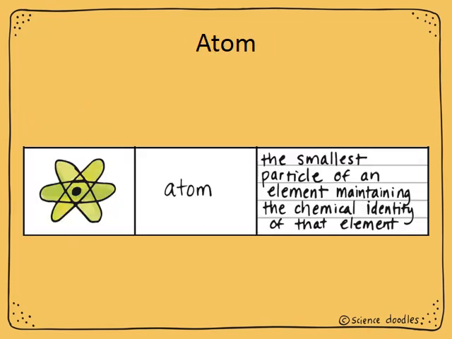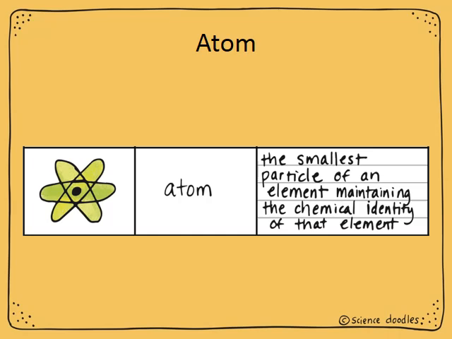So our first word is atom. It is the smallest particle of an element maintaining the chemical identity of that element. So basically it's one tiny, microscopic little piece of an element, and it has all of those same properties. If you break down the atom even smaller, then at that point you can't tell that it's still that element.